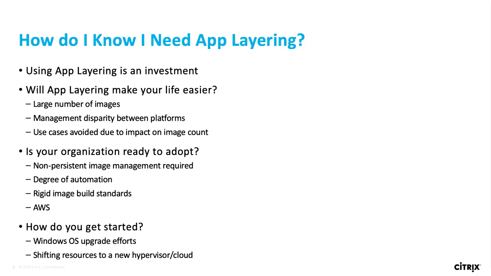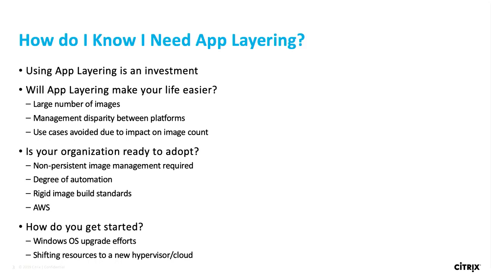The two things to factor in when you're making that decision are, first off, will app layering make your life easier? A few of the key things to look for, the first one being image sprawl. The more images you have, the more of an operational benefit you're going to get from using a product like app layering. Another key one that we're seeing that is driving customers to go this route for valid reasons is if you're looking to shift to a different platform and you don't want to essentially double your image count to maintain something, for example, on-prem in vSphere, and also putting additional services in Azure.